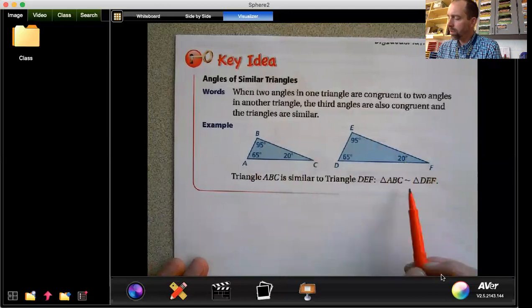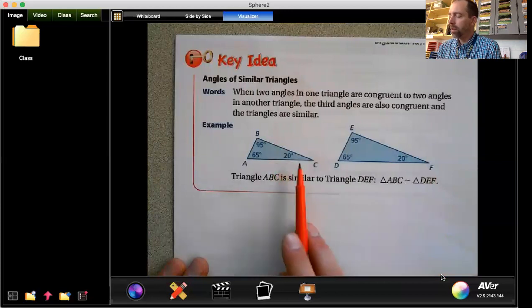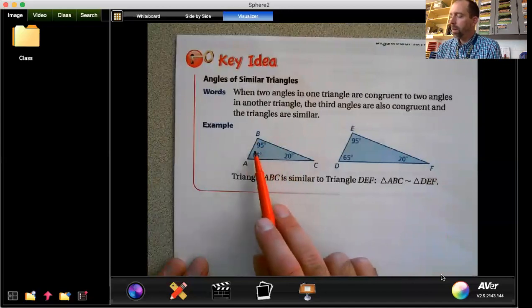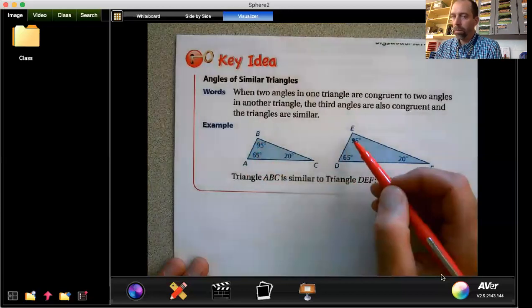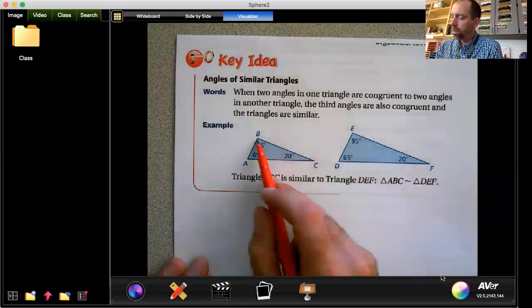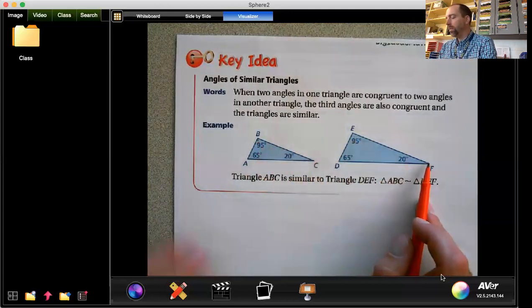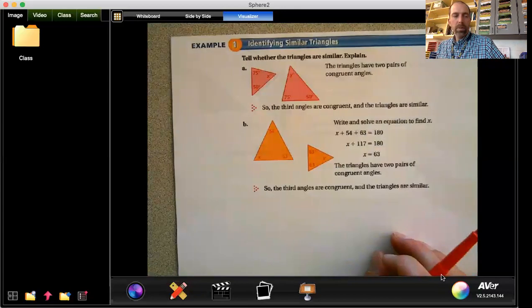So the symbol they use for similarity is this little wavy sign like that. This just means that triangle ABC is similar to triangle DEF. This lesson is all about similar triangles, and you're going to learn about how the sides are in proportion to each other. Like if this side is half the length of this side, then this side of the triangle is also half the length of this side, and so on. Something that I think you were exposed to in 7th grade a little bit as well. So let's look at a couple examples.